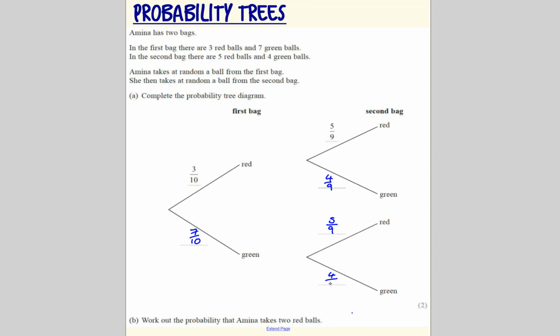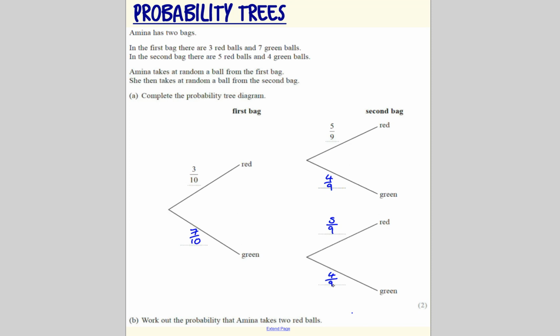Those probabilities are the same on the next set of branches because what we're looking at here is what we call independent events. Because it's 2 different bags of balls and they don't interact with one another, whatever happens when you take a ball out of the first bag doesn't influence the probabilities for when you take a ball out of the second bag.